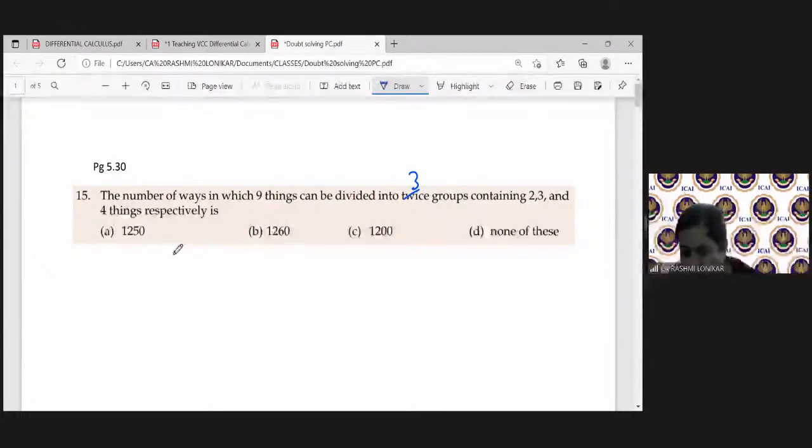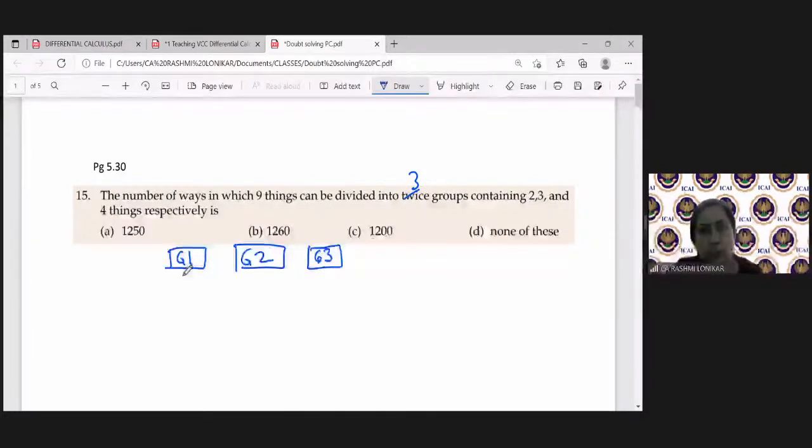Now, I have this group 1. This is G2. And this is G3. How many things do I need here? I need 2 things here. How many things are available? There are 9 things available. I need to choose 2 things to put in group 1. So this is 9C2.